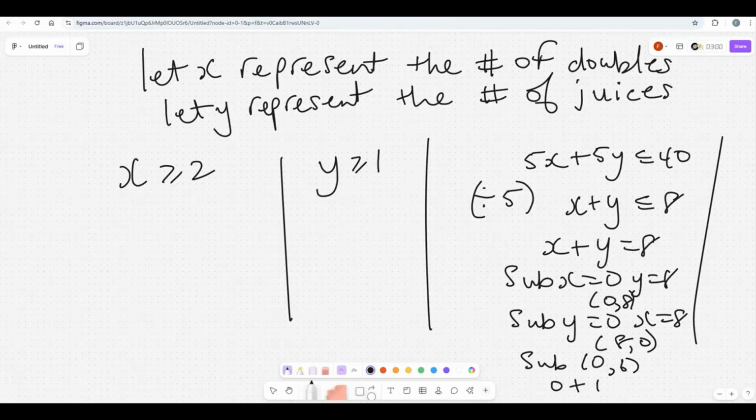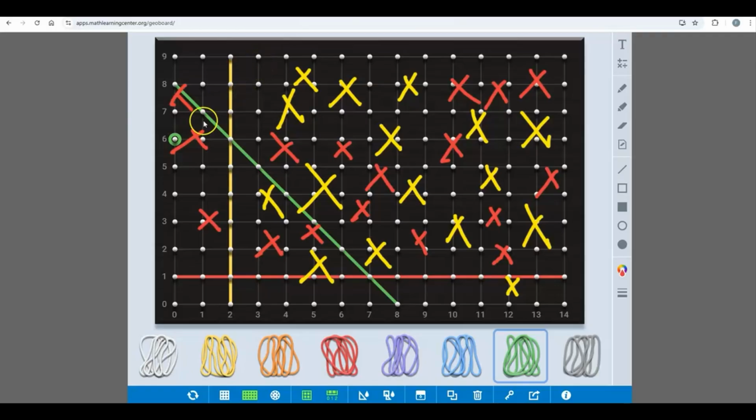So 0 plus 6 is less than or equal to 8, which is true. So we need to shade the region that contains this point with respect to the line segment. So I'm going back to my geoboard, deleting the point. I'm going to choose my green marker and I'm going to shade this region.